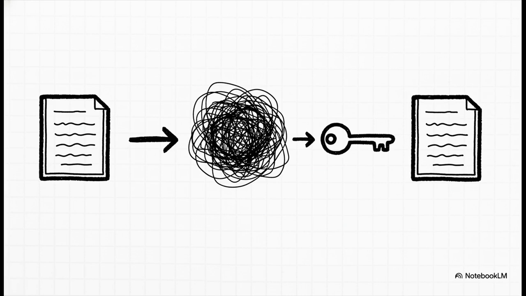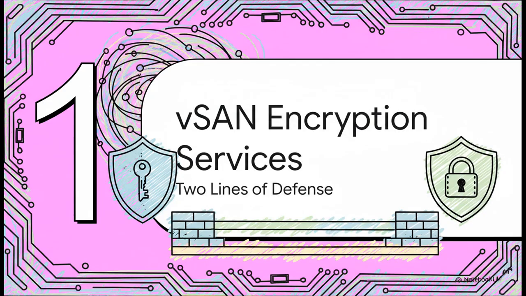It's all about scrambling your data into complete gibberish so that only the right systems, with the right keys, can ever make sense of it. This is your fundamental line of defense against a physical breach of your digital world. And thankfully, VMware has a really powerful, built-in way to handle it. So let's dive in and meet vSAN Encryption Services.